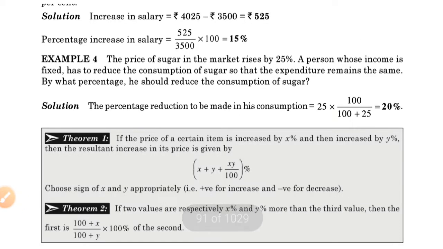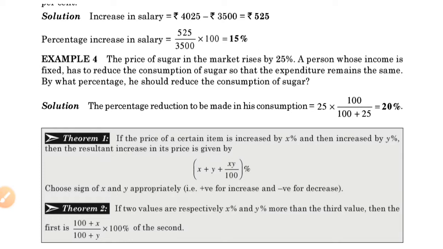In example number 4, we are given that the price of sugar in the market rises by 25%. A person whose income is fixed has to reduce the consumption of sugar so that the expenditure remains the same. By what percent should he reduce the consumption of sugar?